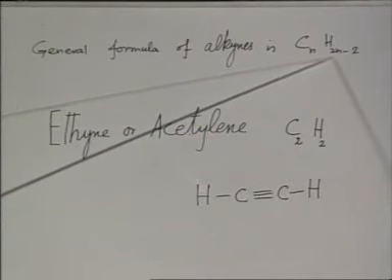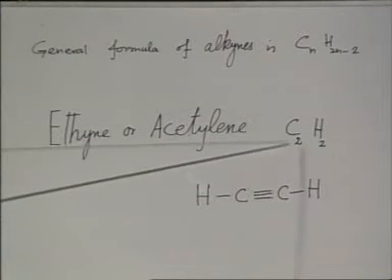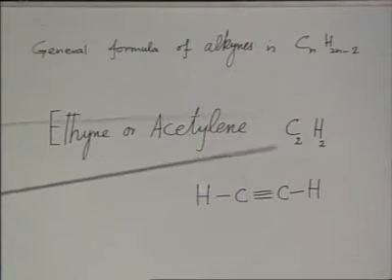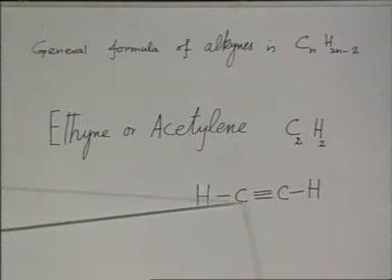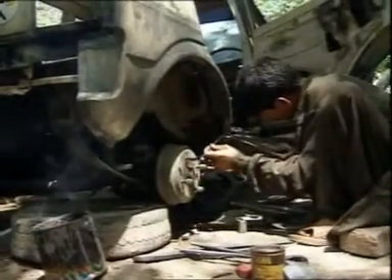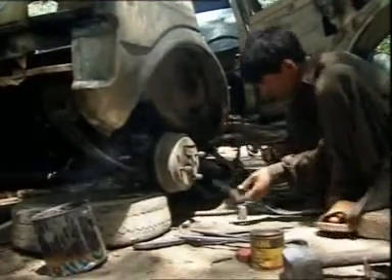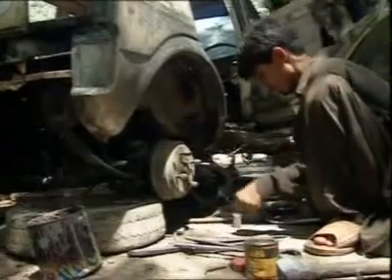Second type of aliphatic unsaturated hydrocarbons are called alkynes. The general formula for alkynes is CnH2n-2. The first member of alkyne series is called ethyne or acetylene, whose formula is C2H2. This compound has triple covalent bond between carbon and carbon. Acetylene is used for welding purposes. When acetylene burns with oxygen, it produces oxyacetylene flame.